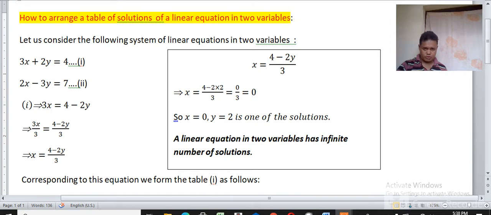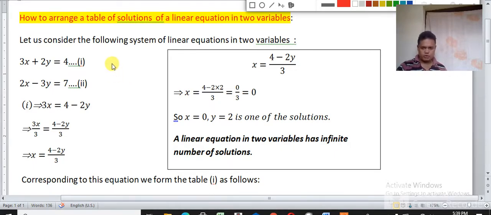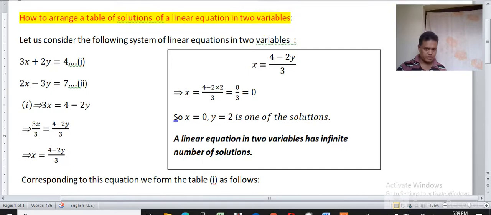Today I am going to discuss how to find the points of a linear equation in two variables. This method is called the graphical method, but I am not going to draw the graph here. I will only try to explain the technique, a shortcut to find the points of a linear equation in two variables.